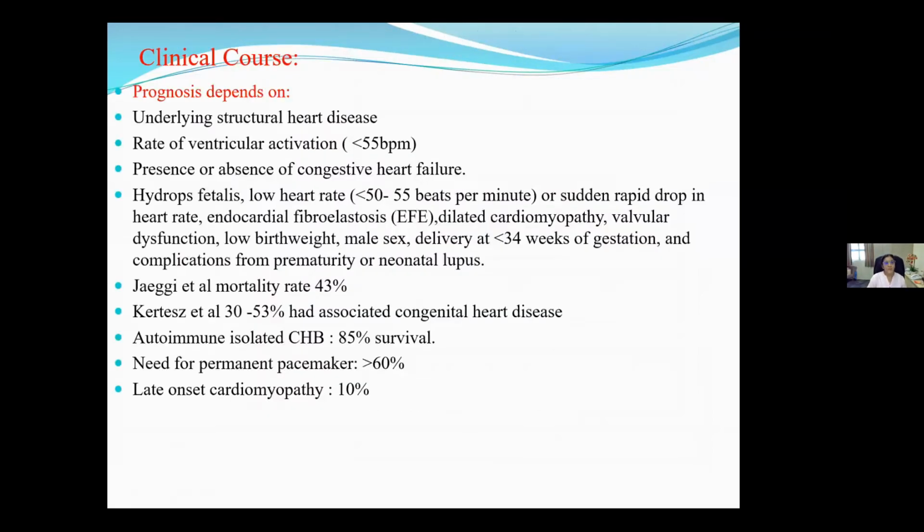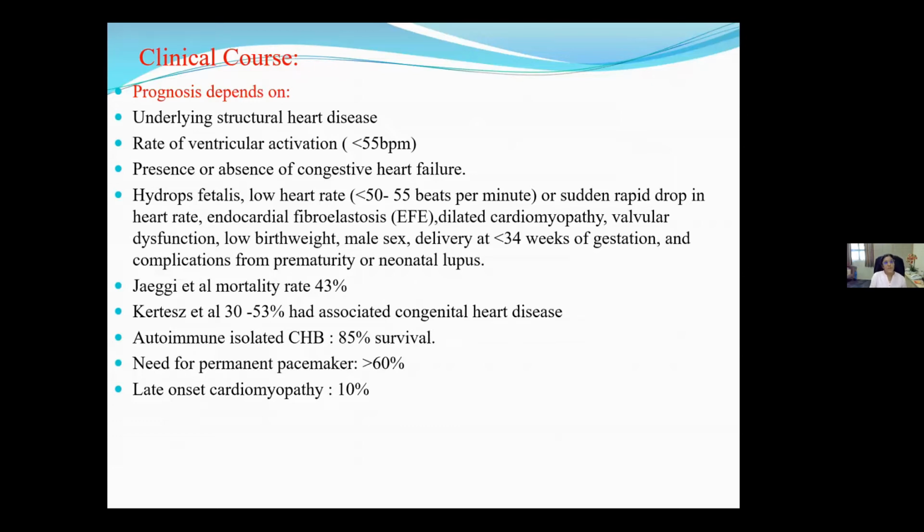Prognosis of complete heart block depends on underlying structural heart disease, the ventricular activation if it is less than 55 beats per minute, and whether there is presence or absence of congestive heart failure, and whether there is hydrops fetalis or a sudden rapid drop in the heart rate, or endocardial fibroelastosis, or if it is associated with dilated cardiomyopathy or valvular dysfunction. Low birth weight babies, male sex, delivery less than 34 weeks of gestation, complications from prematurity or neonatal lupus are also leading to poor prognosis.